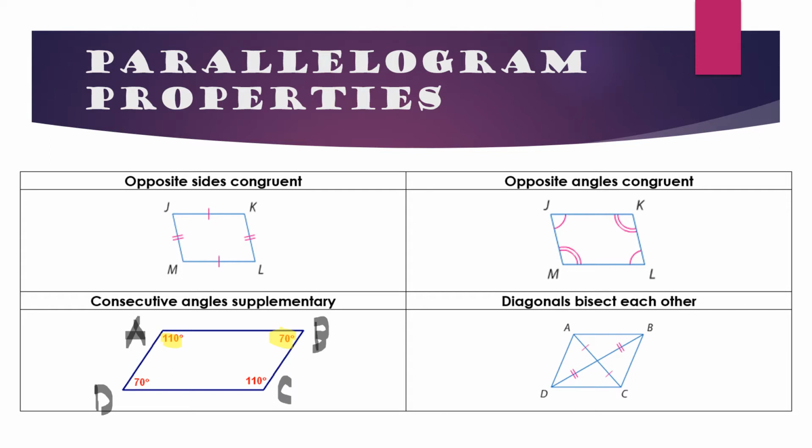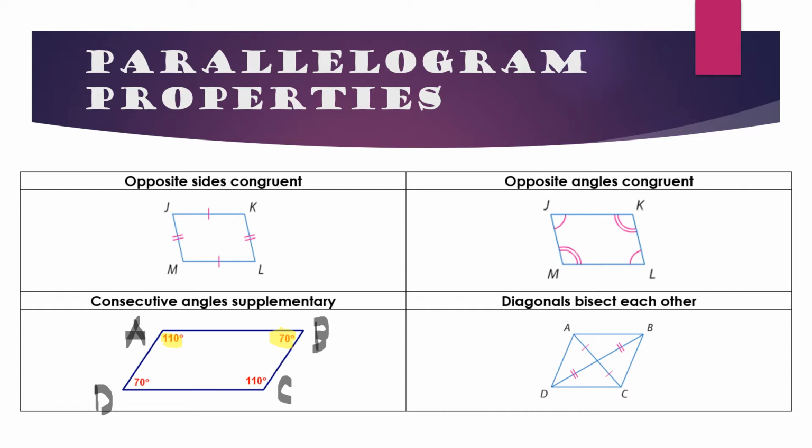If you remember from when we talked about parallel lines, we had same side interior angles, also known as consecutive interior angles. That's what those are. And that's why they're supplementary, because the lines are parallel. So if the lines are parallel, then those consecutive angles have to be supplementary.